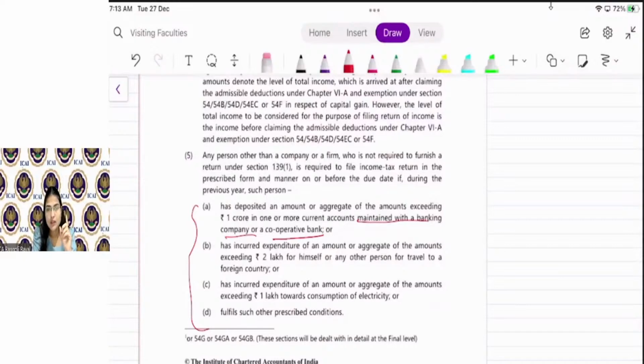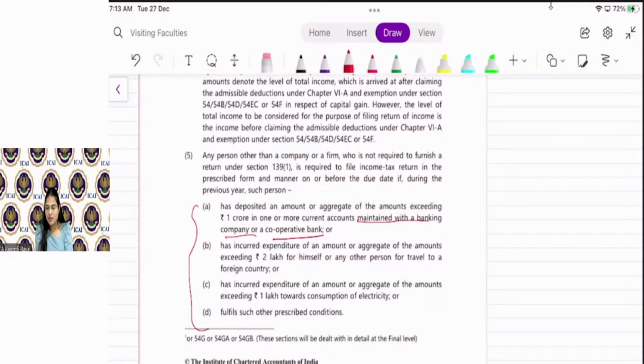If the person has incurred expenditure of an amount or aggregate of amount exceeding 2 lakh for himself or any other person for travel to a foreign country. So if you are purchasing a foreign tour package worth more than rupees 2 lakh, then in that case you have to compulsorily file your return of income.